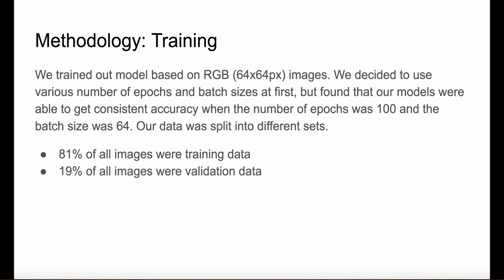At first, we used various numbers of epochs and batch sizes to determine which would give us the best accuracy. But in the end, we found that with 100 epochs and a batch size of 64, we were able to get consistent accuracy. Our dataset was split into two different sets, 81% of the images being training and 19% of the images being validation.